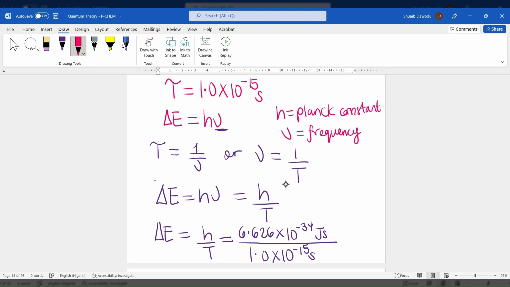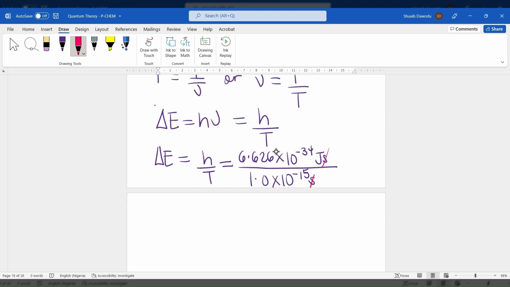So, of course, you cancel out the seconds. So, you input 6.626 times 10 to the power of negative 34 divided by 1.0 times 10 to the power of negative 15 in your calculator. You end up getting the energy of the quantum to equal 6.626 times 10 raised to the power of negative 19 joules.